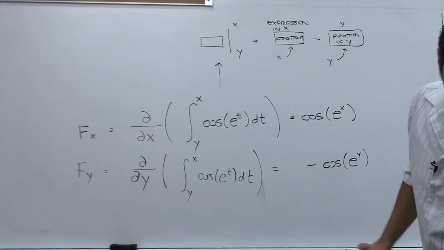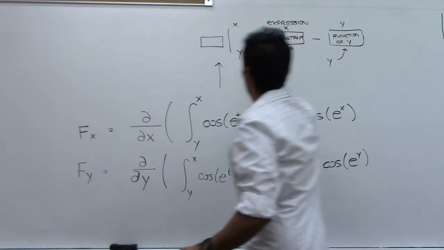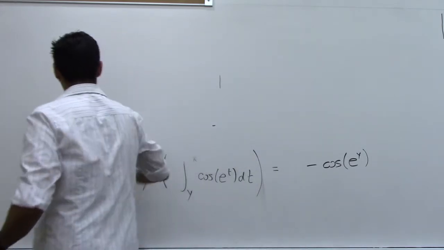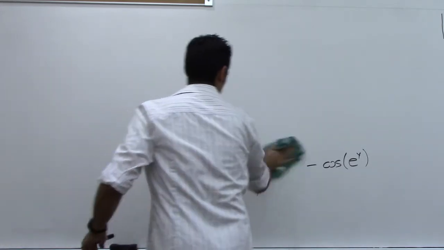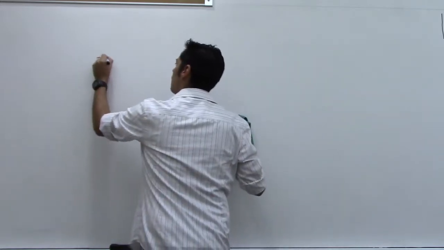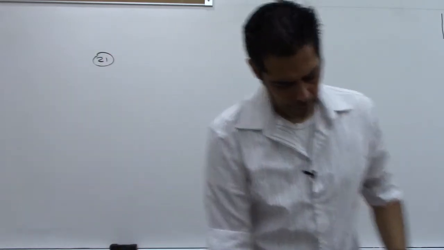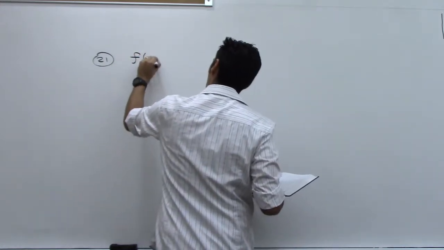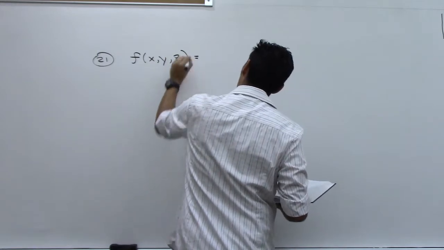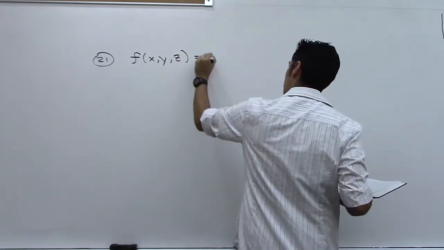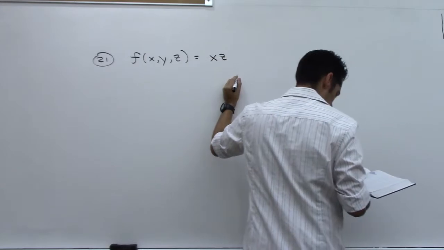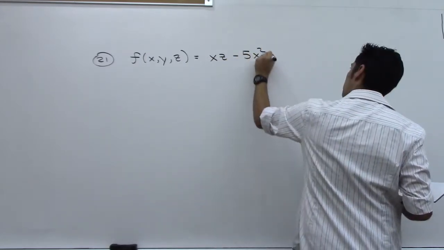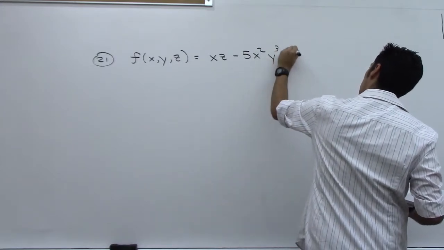All right, let's do 21 because it has 3 variables in it. f of x, y, z equals xz minus 5 x squared y cubed z to the 4th.